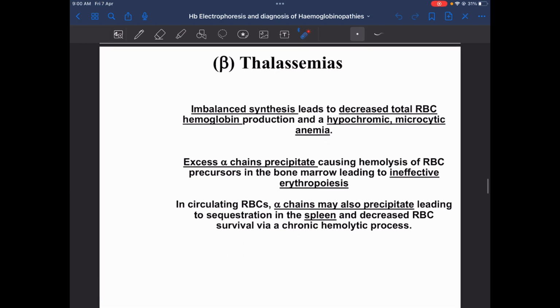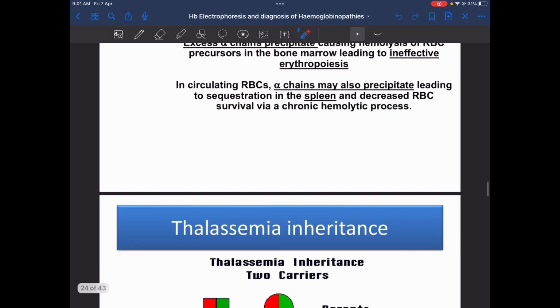All of this, like I've also mentioned earlier, is an imbalanced synthesis of the chains with decreased RBC hemoglobin, and it's going to produce hypochromic microcytic anemia. Specifically, the excess alpha chains are going to precipitate, leading to hemolysis of the RBCs in the bone marrow. So as they're being produced, they're also being destroyed. This is called ineffective erythropoiesis, and there's going to be increased hemolysis of these RBCs that are faulty in nature.